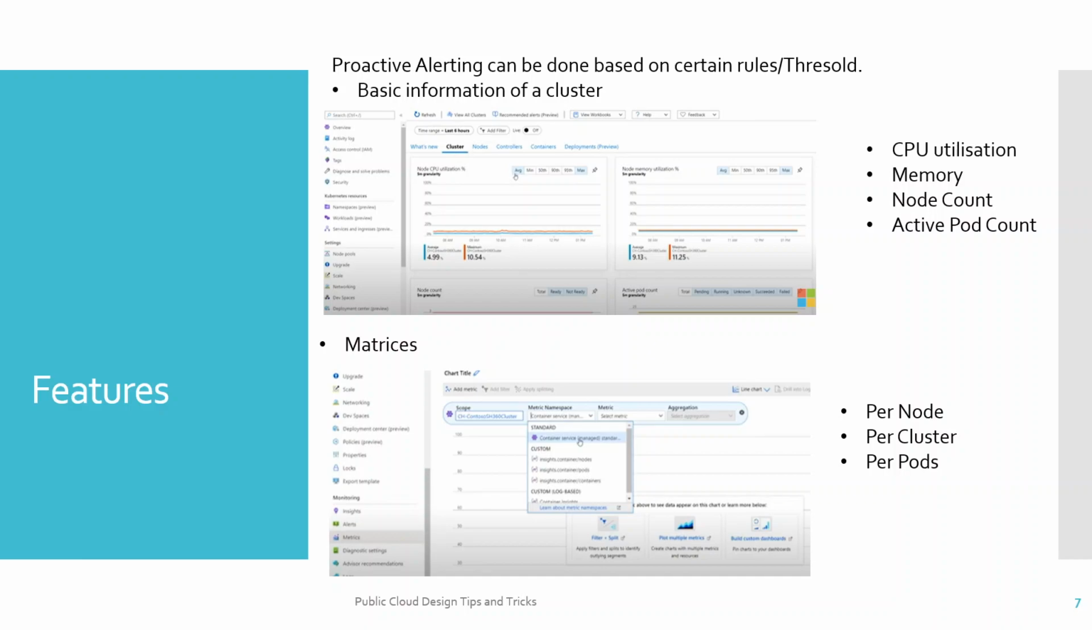Okay, and from the metrics front, you can always have a metric per node basis, per cluster basis, and per pod basis. There are different parameters you can go through, and whatever is required for you, you can set up a rule on that and create an alert out of those metrics, with some thresholds or rules set up at the monitoring level. So you can do proactive alerting, based on certain rules and thresholds.